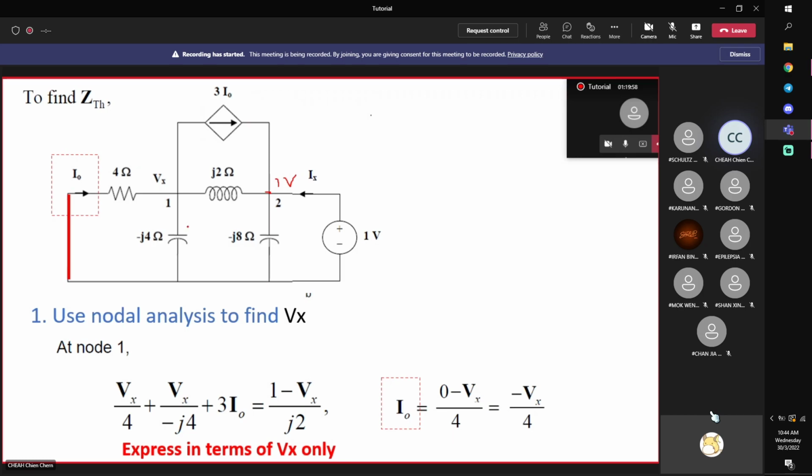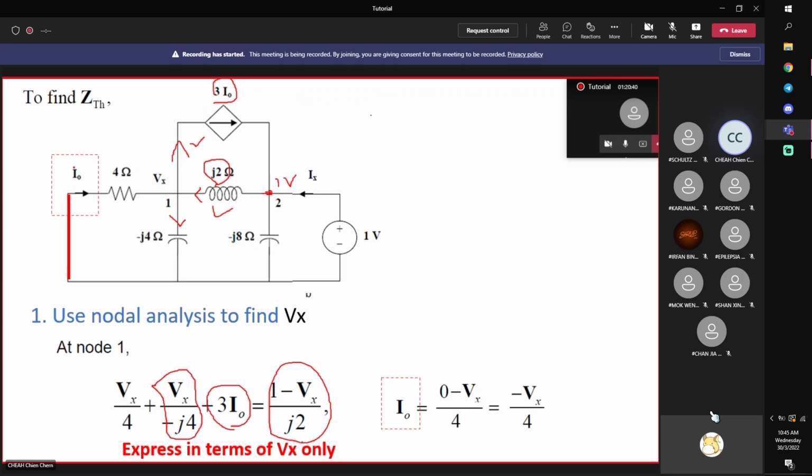You can assign any directions. This one I'll just use the same direction as this one, so this is my outflow, right? And then I will put an inflow this way, but you can also put outflow, no problem. 1 volt minus Vx divided by j2, inflow, right? This one I'll put outflow because usually it'll flow to ground. So V divided by negative j4, right?